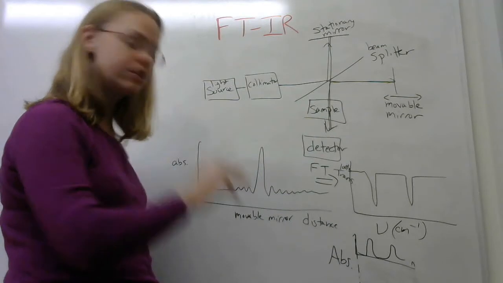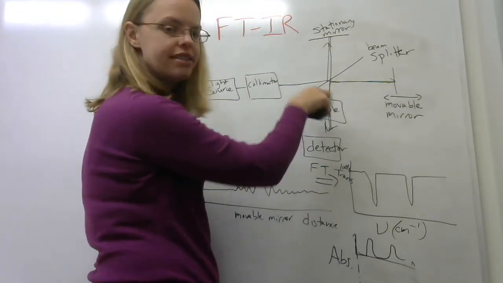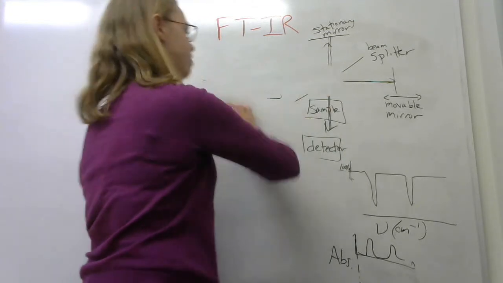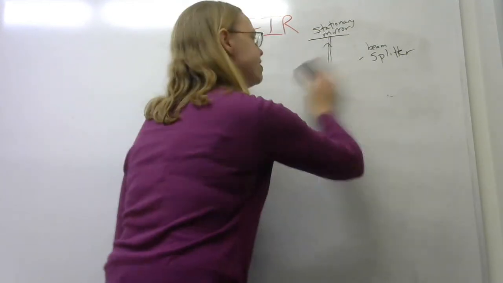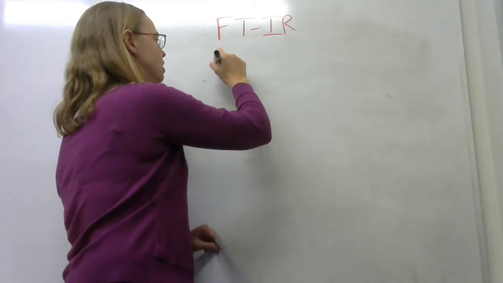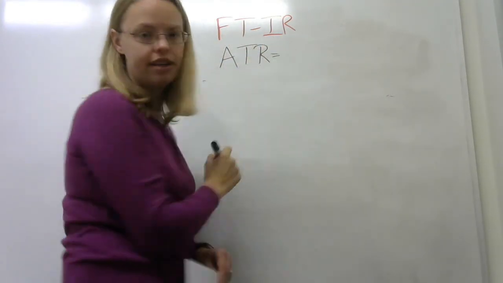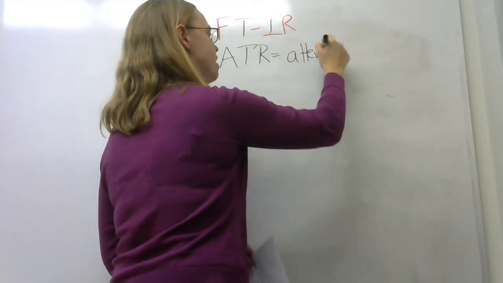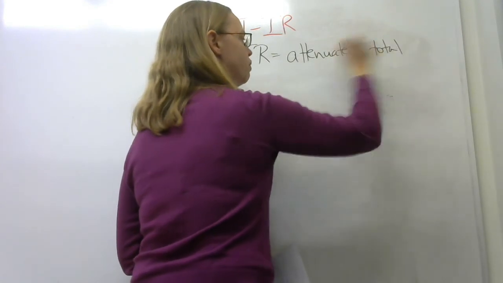We have one more feature on our FTIR that's even better. So we're going to hone in on this sample part for a minute and learn about the special feature of our FTIR. So our FTIR has something that's called ATR. Everything is an acronym in analytical chemistry, and that stands for attenuated total reflectance.